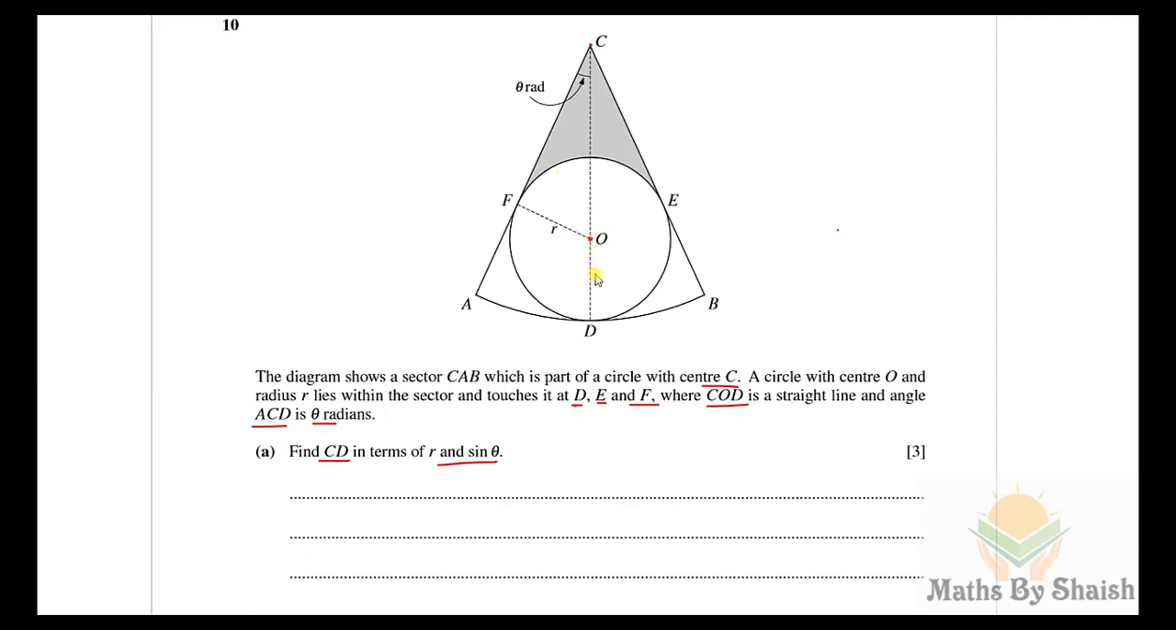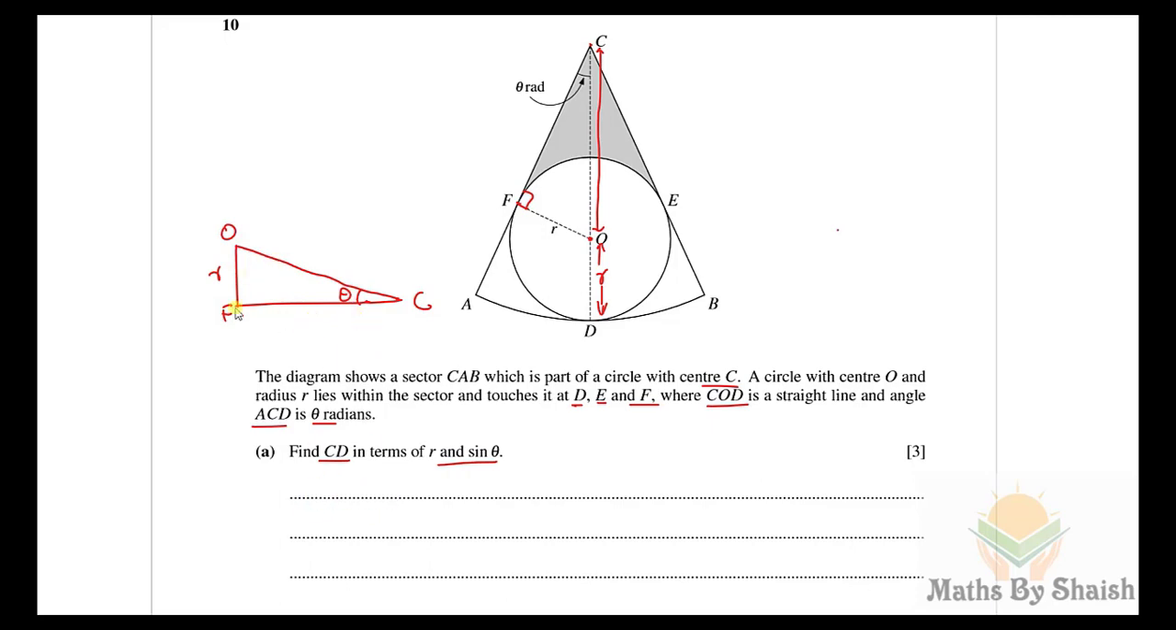So O is a center, so this part is R because it's a radius. Now we require CD, so all we need to get is this length, and we know the angle between the tangent and radius at the contact point is 90 degrees, so it is 90 degrees. Now we have a right angle triangle, and this is the hypotenuse, so this is C, it is O, it is F, and this is R, and this angle is theta. So we can find OC.